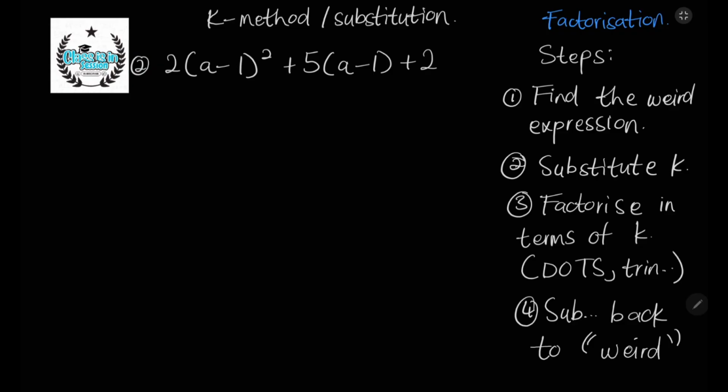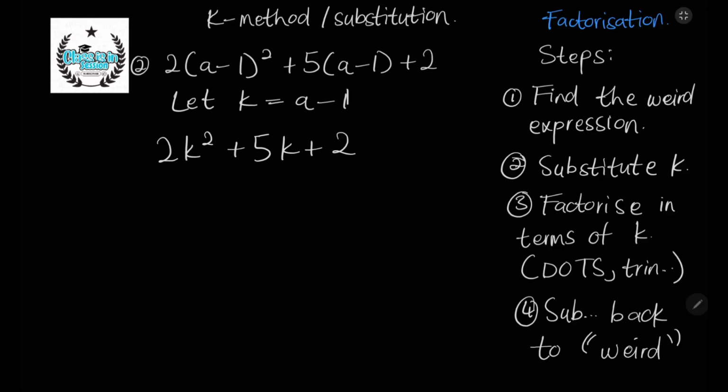Let's do number 2. We have 2 times (a minus 1) squared plus 5 times (a minus 1) plus 2. What's the first step? Find the weird expression. We have a minus 1 here and a minus 1 there. What do we do again? We substitute k. We let k be a minus 1. Therefore, (a minus 1) becomes k squared, and 5 times (a minus 1) becomes 5k, plus 2.